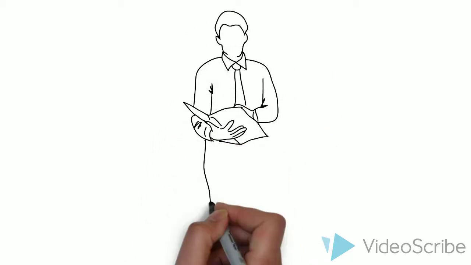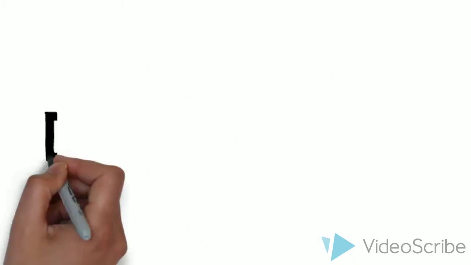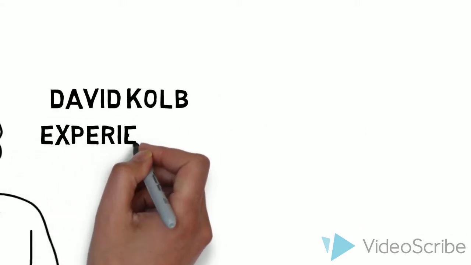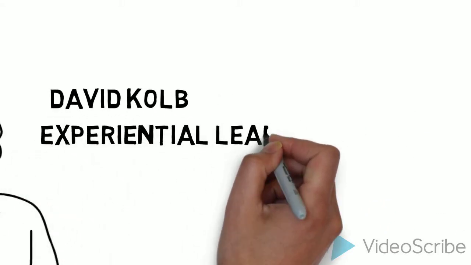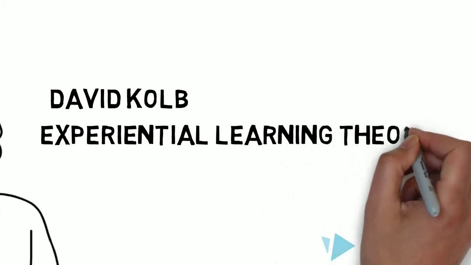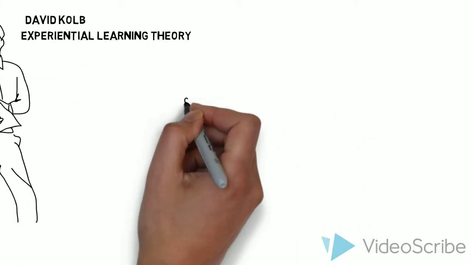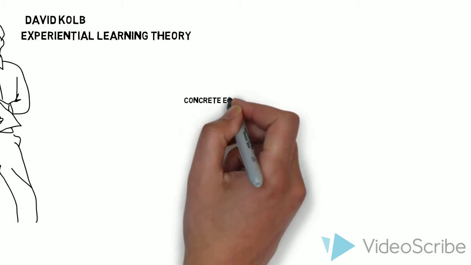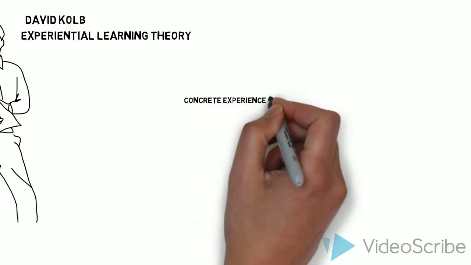I'm going to introduce you to David Kolb and his experiential learning theory. Now, there are two ways in which this theory can be looked at. The first way being that we learn best when we move through all four stages. According to Kolb, there are four different stages of the learning process, the first stage being concrete experience.